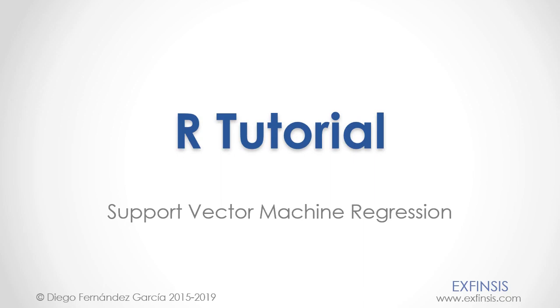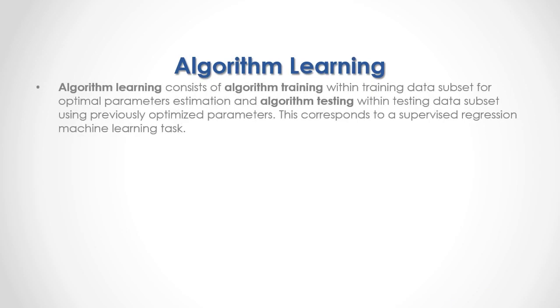Our tutorial, Support Vector Machine Regression. Algorithm learning consists of algorithm training within training data subset for optimal parameters estimation and algorithm testing within testing data subset using previously optimized parameters. This corresponds to a supervised regression machine learning task.